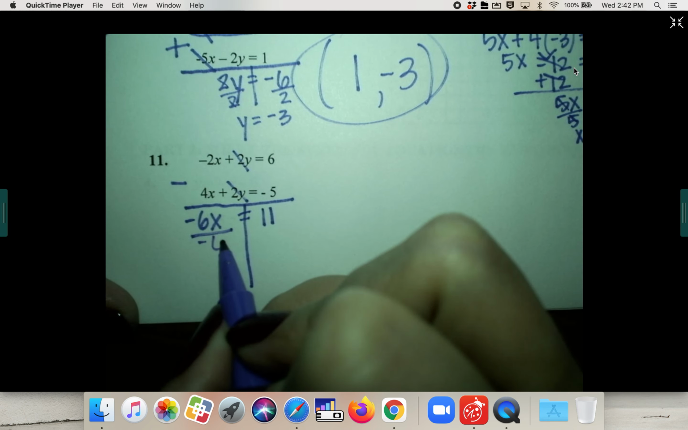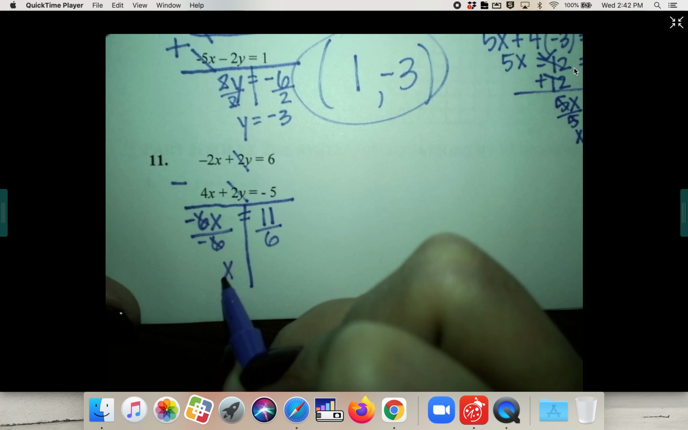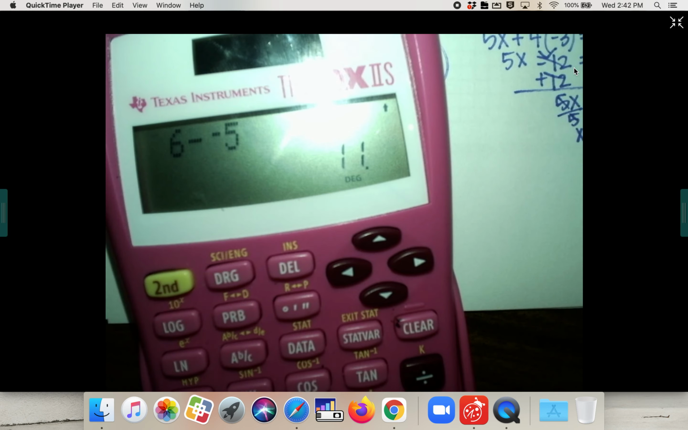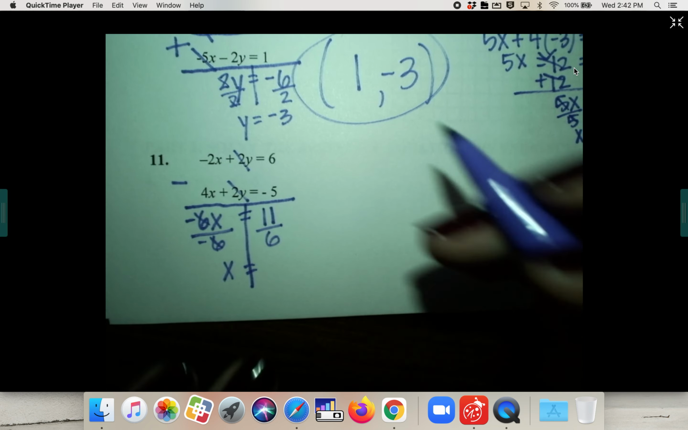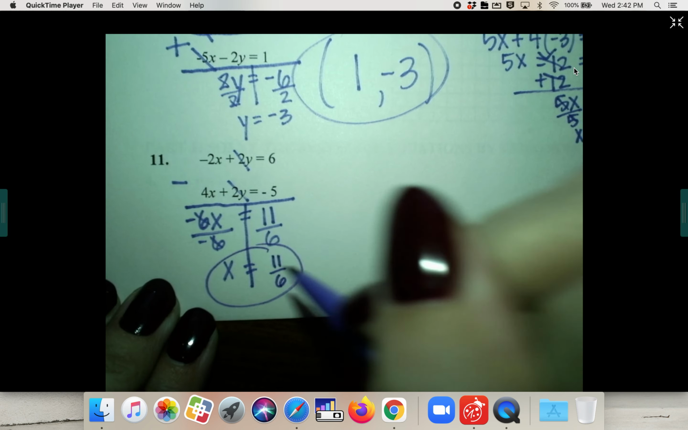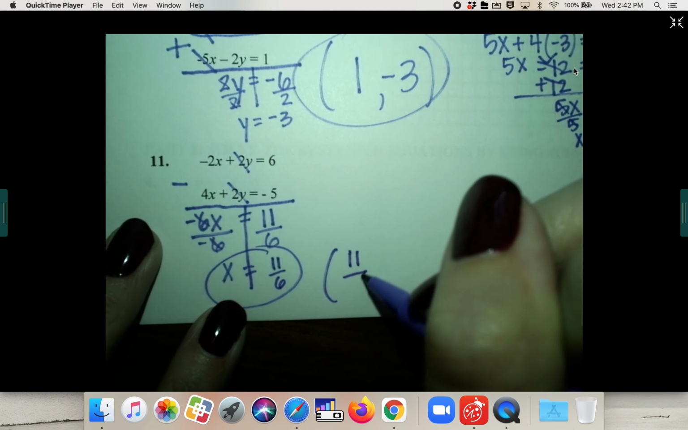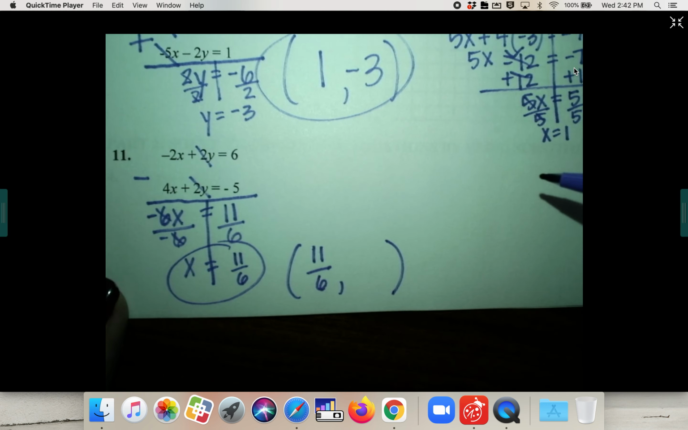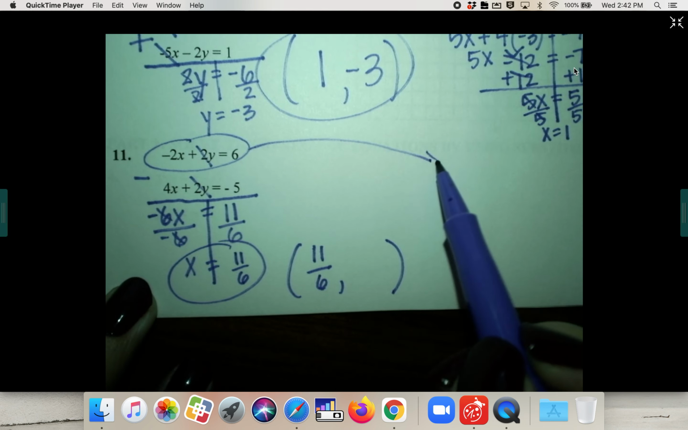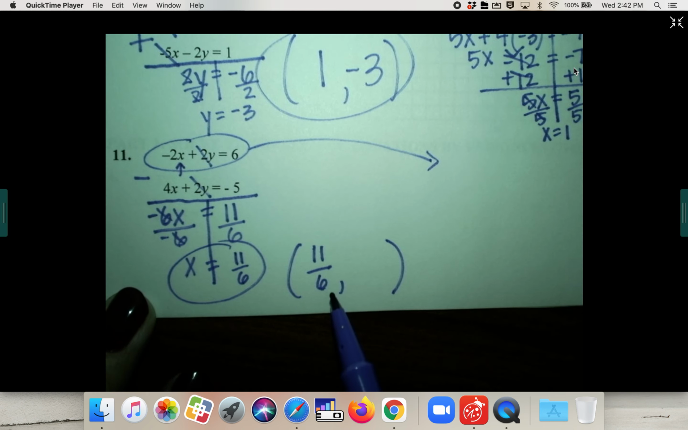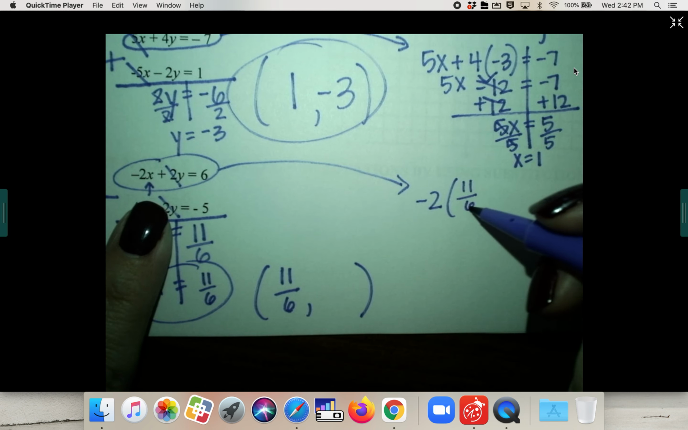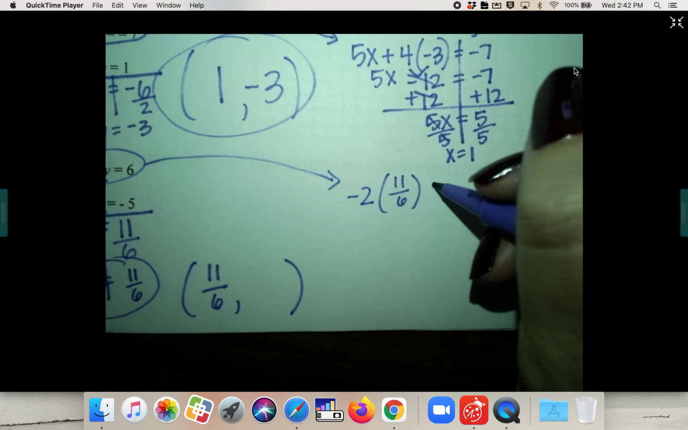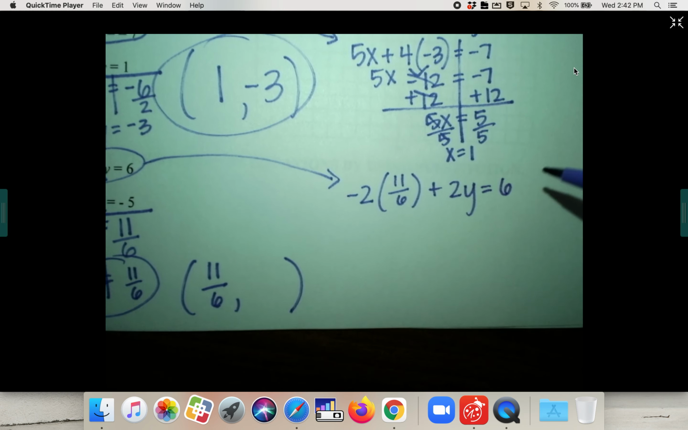This is not going to come out evenly. Yuck, but that's okay. Divide both sides by 6. X equals, I might just leave it 11 sixths, but let's see what the fraction is. Oh, yeah, 1.83 repeating. So we're going to call X 11 sixths. We're going to leave it like that. Oops, that's half of my answer. The other half is I need to take 11 sixths and plug it into either one of these equations for X because it's what X is. So here I go. Negative 2 times 11 sixths plus 2Y equals 6. Sorry about this problem, guys. It's good to end on a challenge.